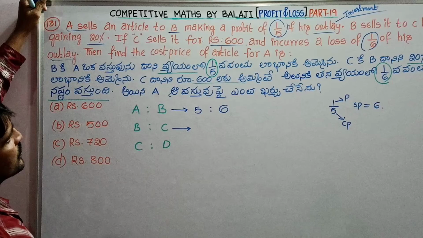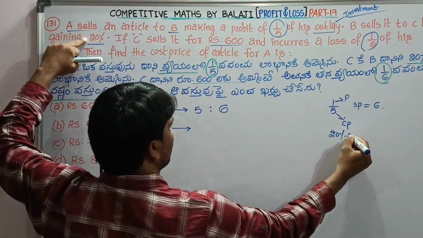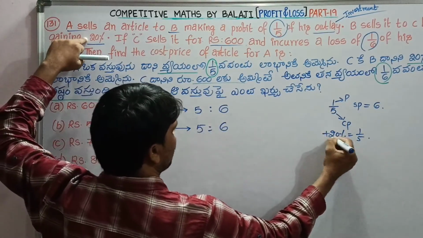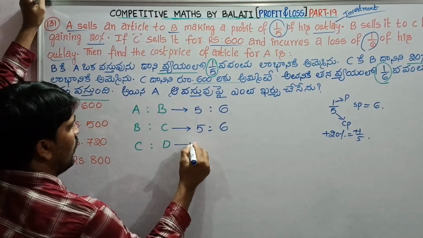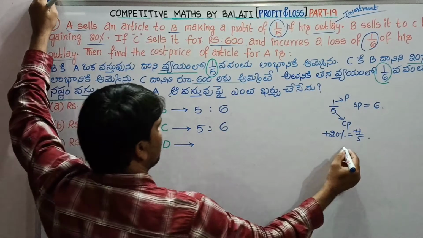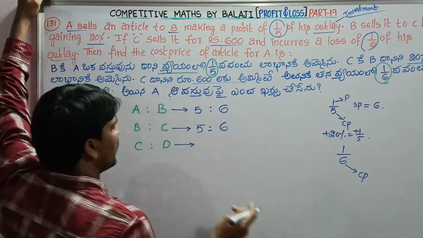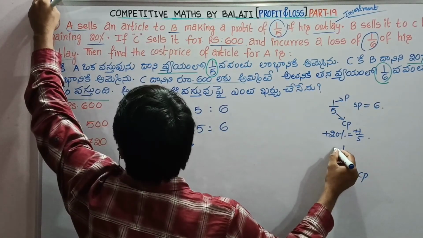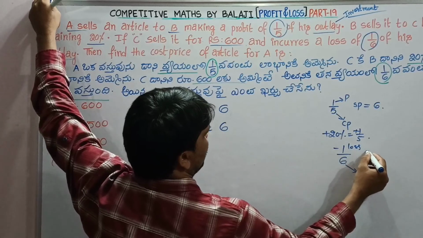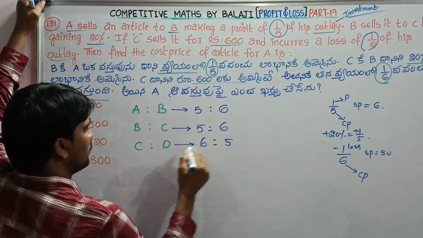B sold it to C at 20% profit. 20% fraction value is again 1/5. So it is 5 to 6. Since it is profit, we get the plus symbol. And C sold it at a loss of 1/6 of his outlay. If 6 is the cost price of the article for C, he gets 1 unit loss, and his selling price is 5 units only. That is 6 is to 5.